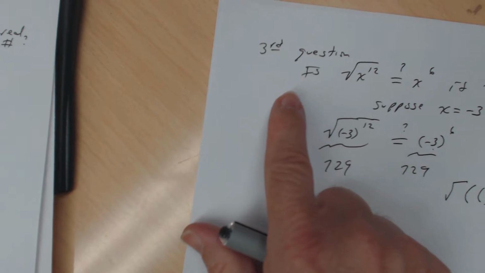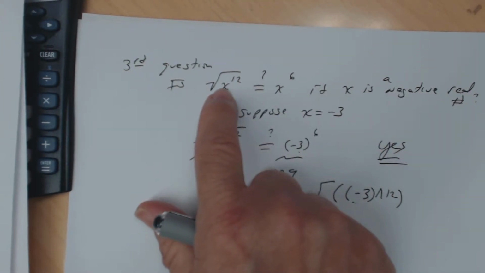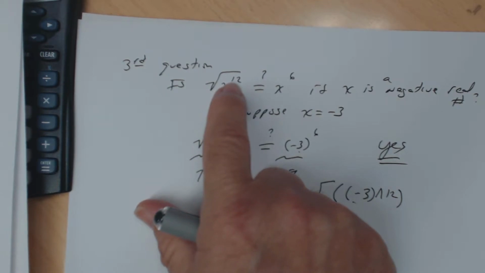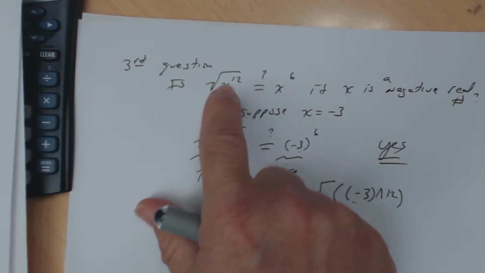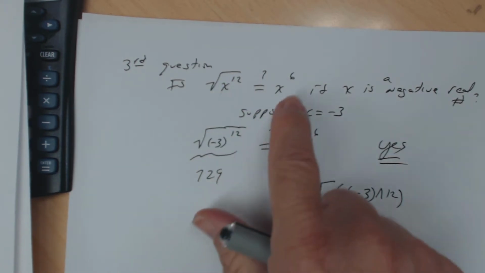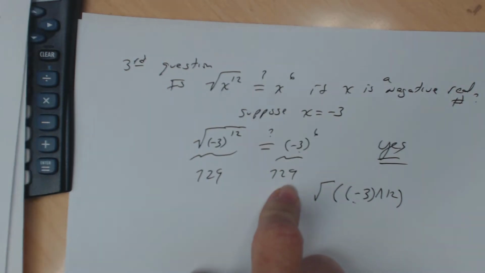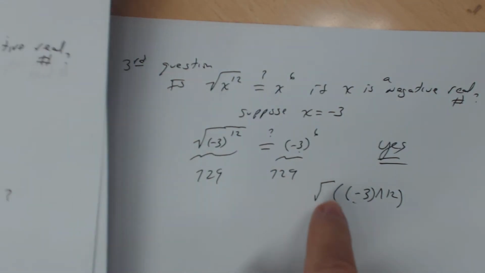Over here, remember if x is negative, when you raise a negative number to an even power, it's going to be positive. When you take the square root of a positive number, it's still positive. When you raise a negative number to an even power, it's positive. So here's what you got to remember.